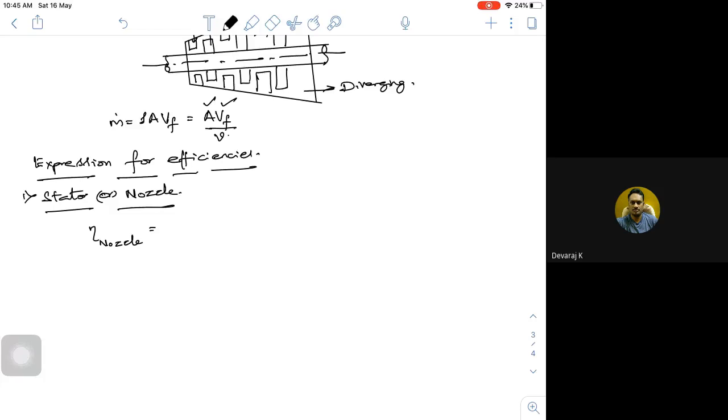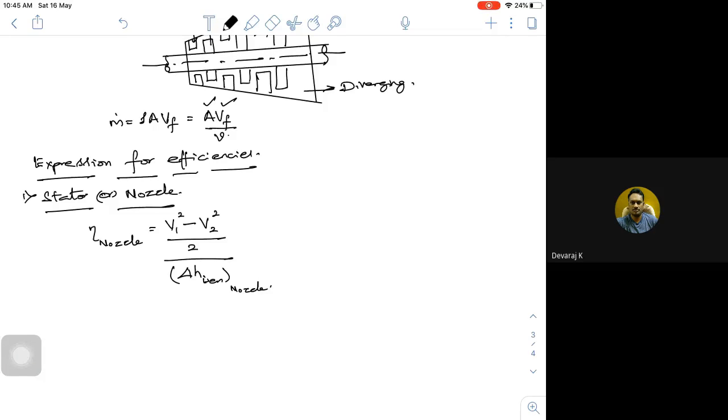That is, if I call that V1 square minus V2 square divided by 2, divided by your isentropic enthalpy drop, whatever it is. This is in the nozzle. I am speaking of the nozzle. Let me be very specific with it. In the nozzle. Now look at this.